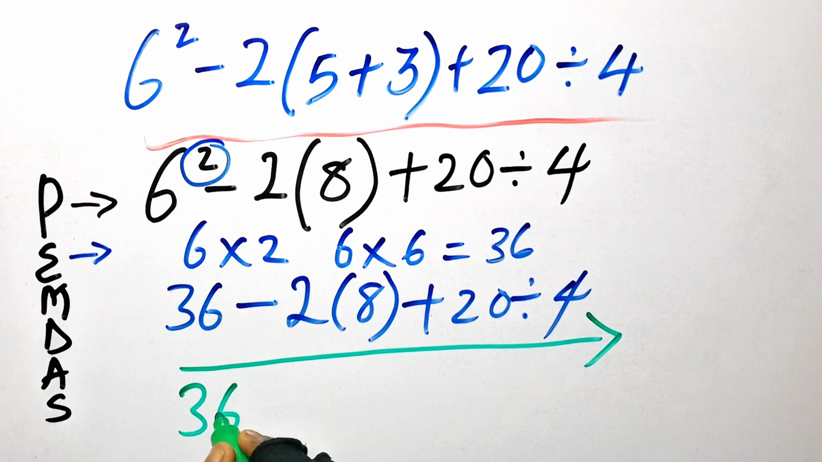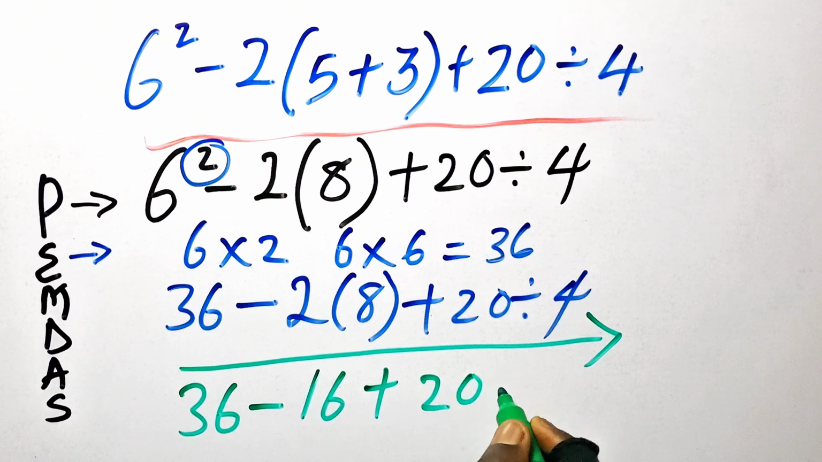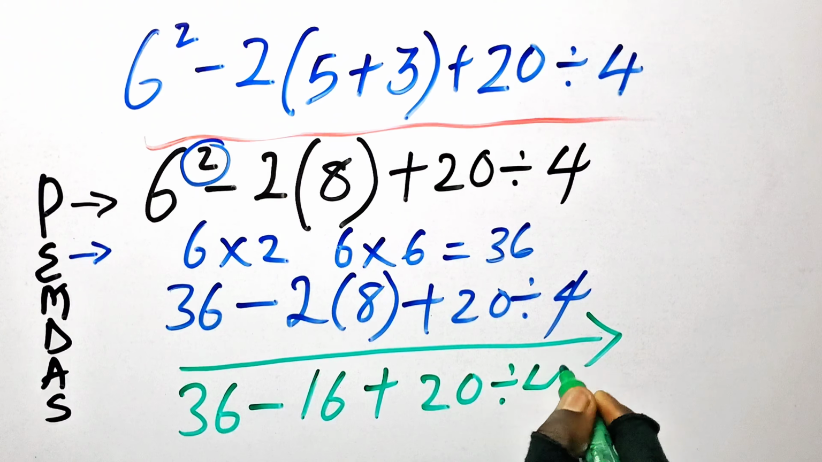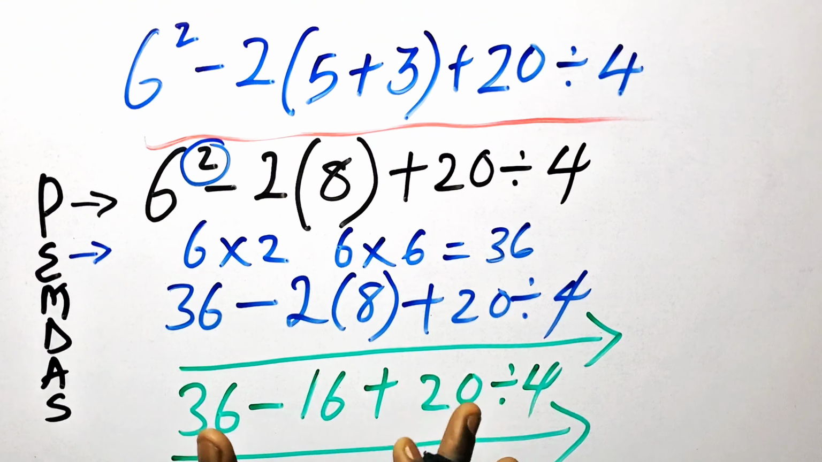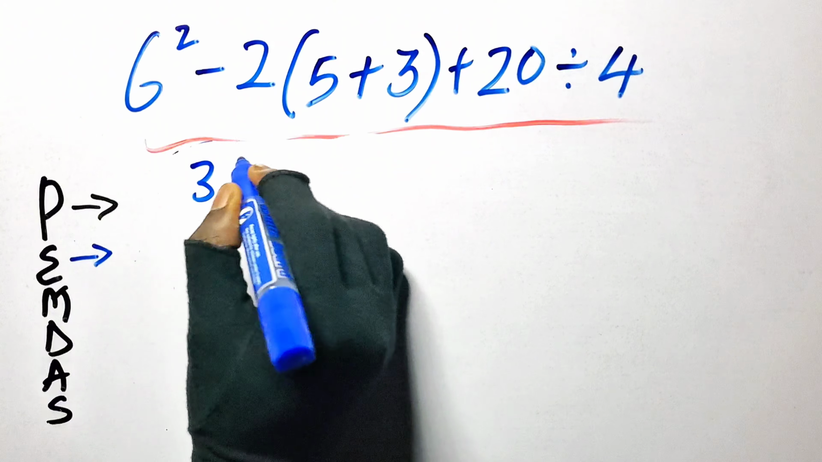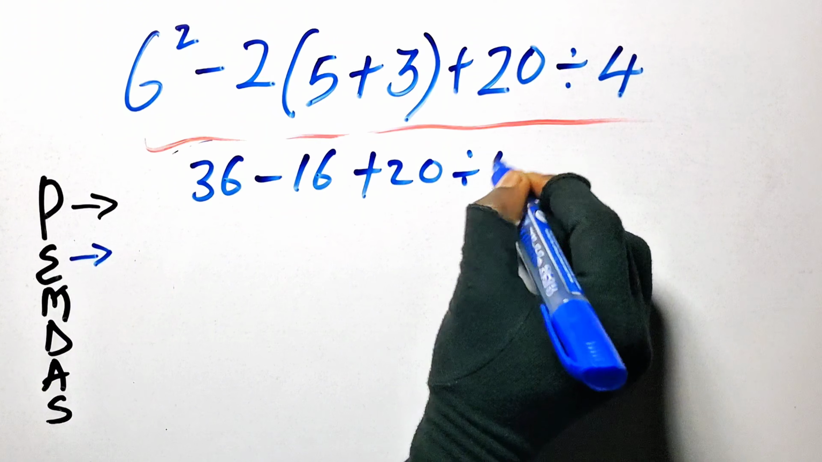That is 36 minus 2 times 8, that is 16. Right? Plus 20 divided by 4. Okay? Now, the next thing we have again is division. It also moves from left to right. Therefore, let me wipe this up to create a space. Now, we have 36 minus 16 plus 20 divided by 4.